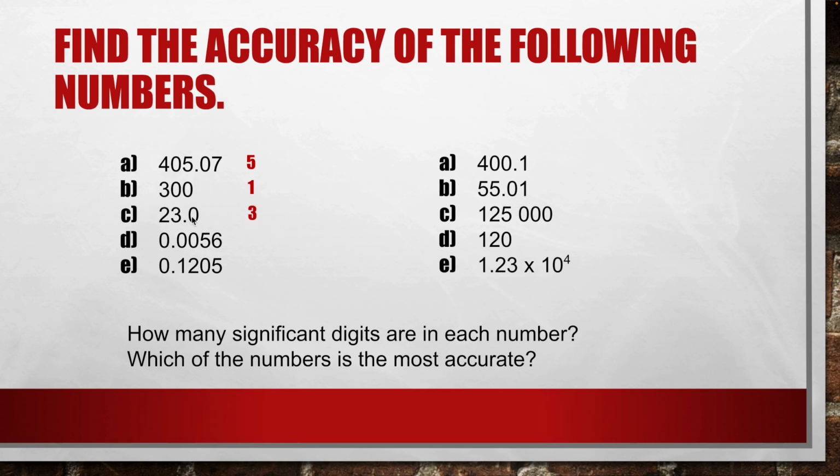In C, all 3 are significant. Even though it's not surrounded, there's a decimal. And remember, that's like our credit card. 2 is saying I'm paying for everybody behind me. So the 0 is considered significant here because of the decimal point.